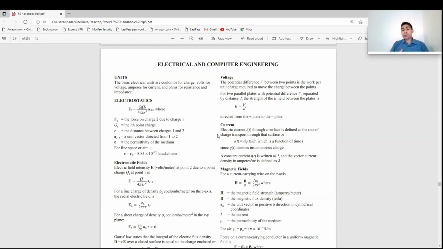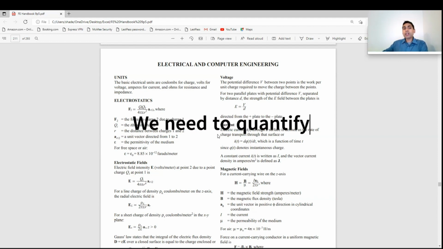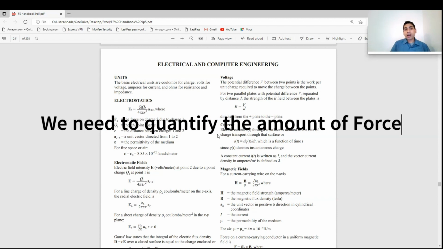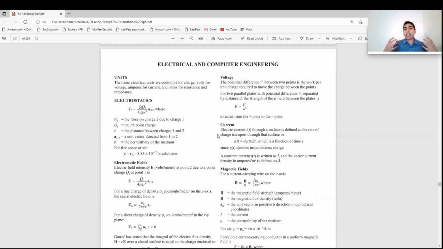But as an engineer, it becomes very important for us to quantify exactly how much is the force of attraction or how much is the force of repulsion, so that you can build equipment based on those calculations. So the first topic that we're going to talk about is forces. If I have two charges, for instance, charge 1 called Q1 and charge 2 called Q2.